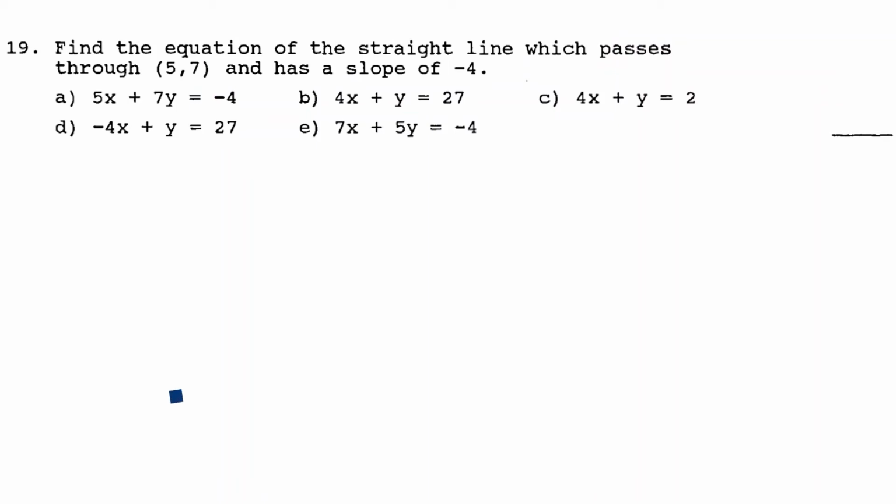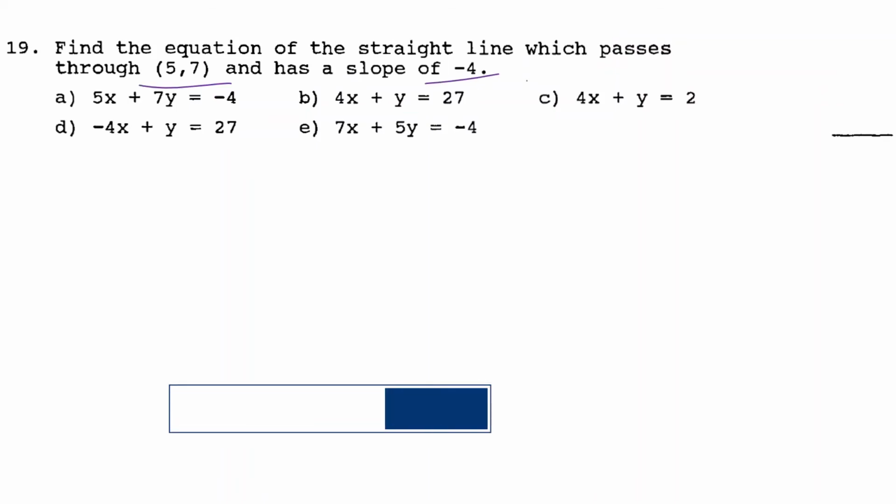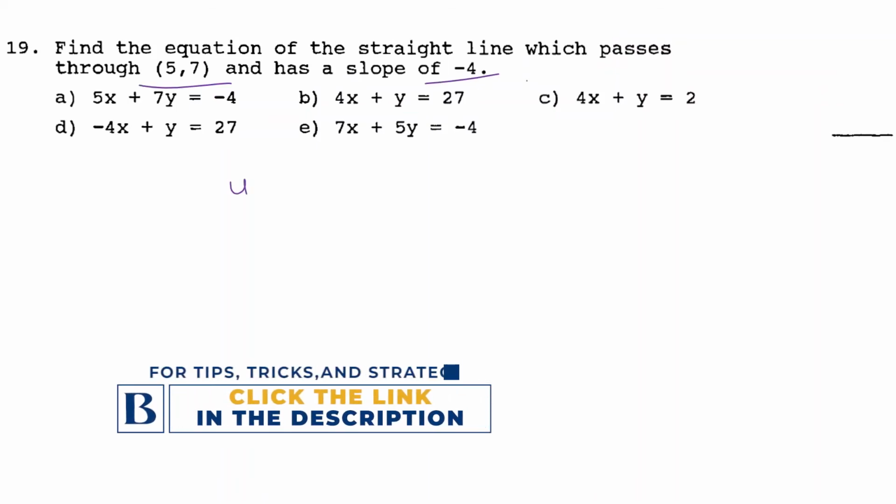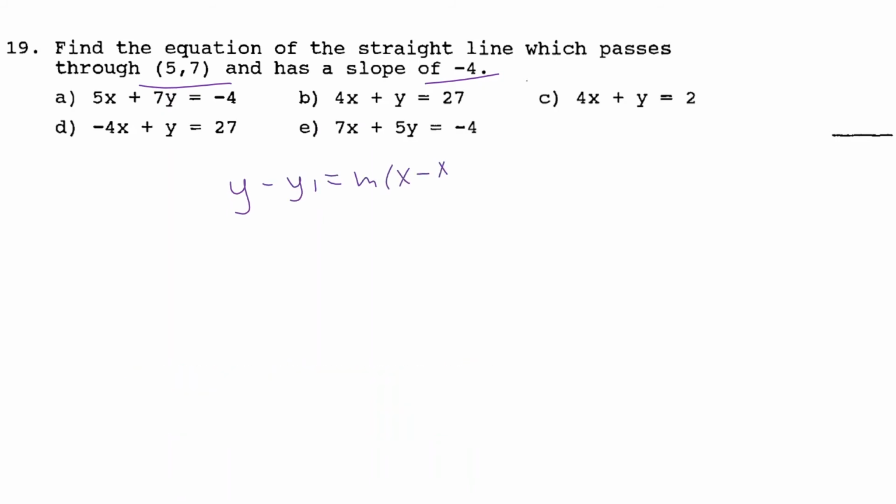Find the equation of the straight line that passes through 5, 7 and a slope of minus 4. Okay, so magical equation. Y minus y1 equals m times x minus x1. So y minus 7 equals minus 4 times x minus 5.